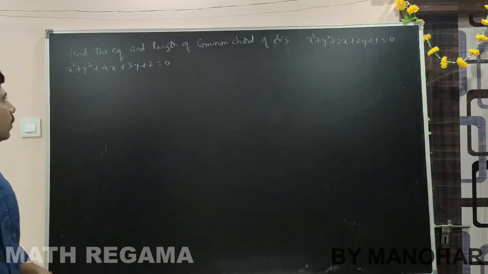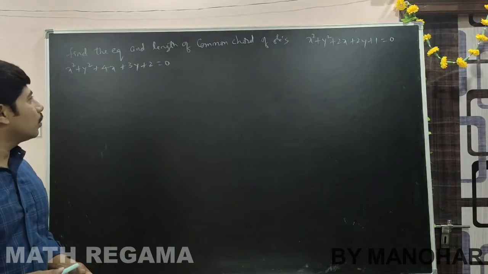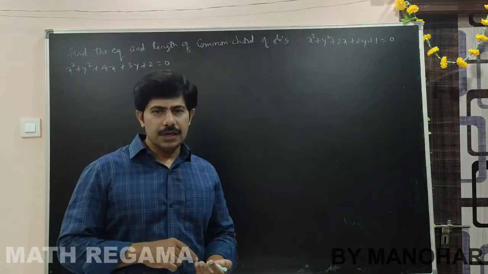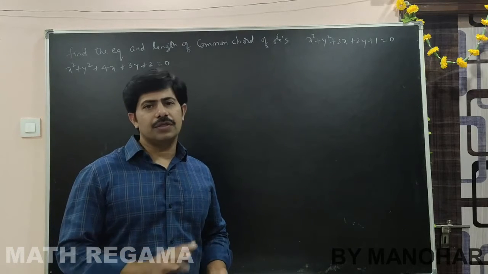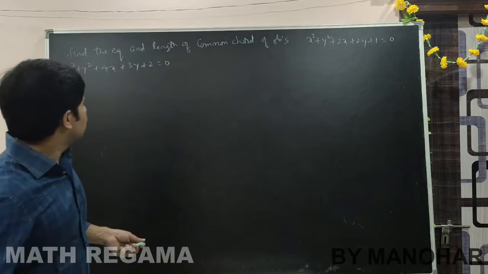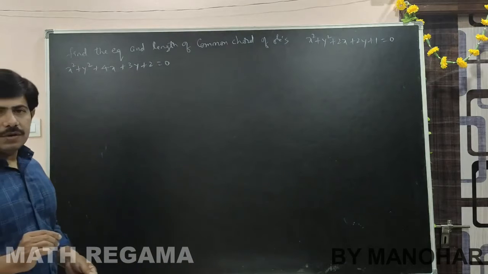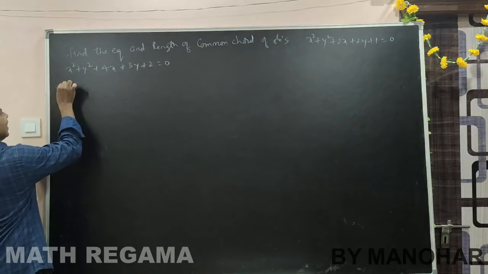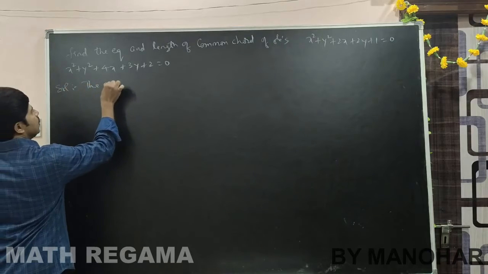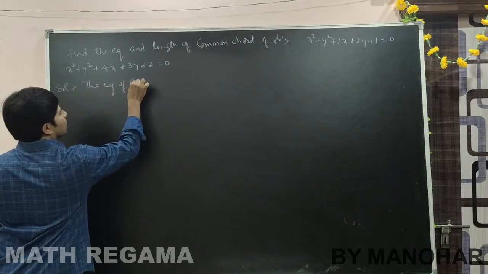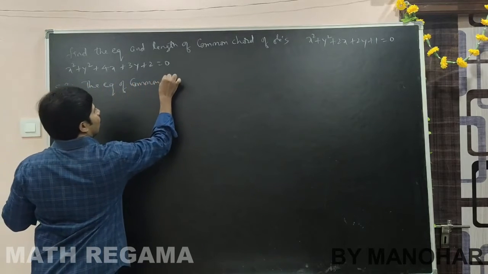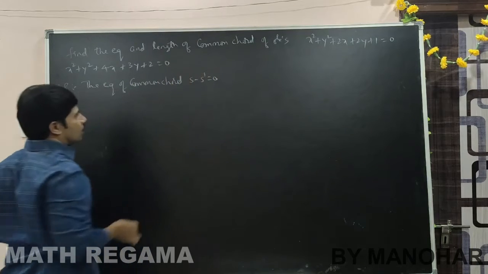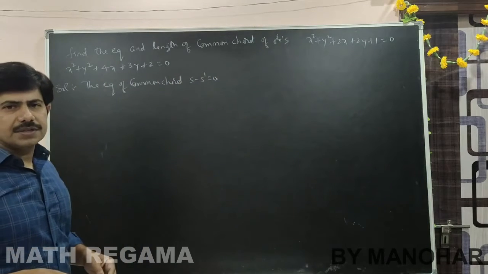Find the equation and the length of common chord of the circles. So in this problem we have to find out the equation of common chord and the length of common chord. Okay, so first we'll find out the equation of common chord of two circles. So we'll write it. The equation of common chord of two circles, s is equal to 0 and s dash is equal to 0 is s minus s dash is equal to 0.